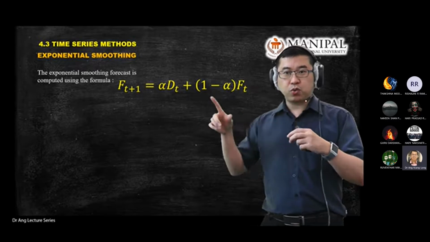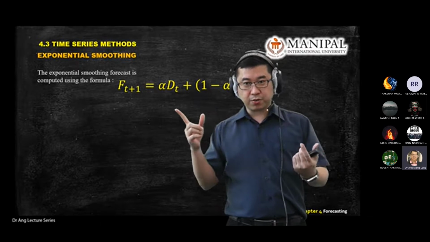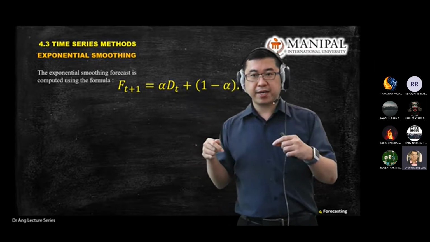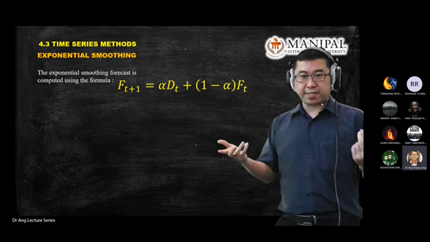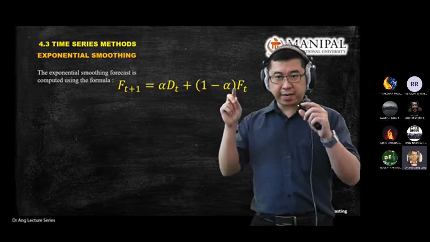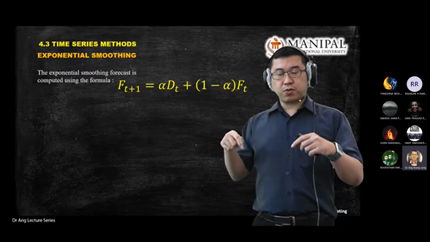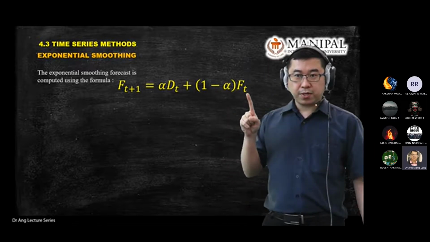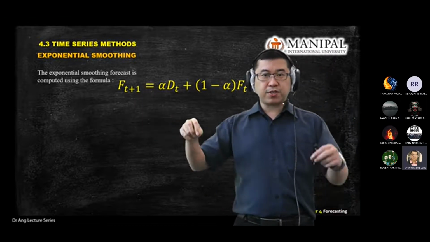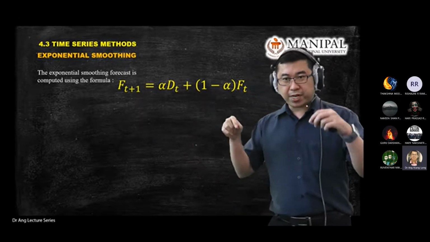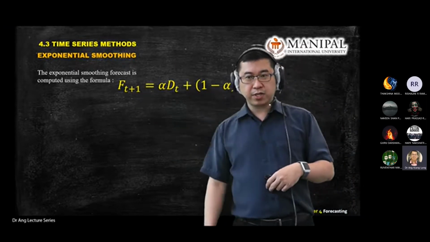Demand is the raw data. You cannot do anything, you just copy and use. So D sub t is the current month, or the month that you're calculating, let's say December, the demand at that particular month. F sub t means forecasting for December, this month. You can use demand of this month and forecast of this month to project forecasting for January 2022, F sub t plus 1.